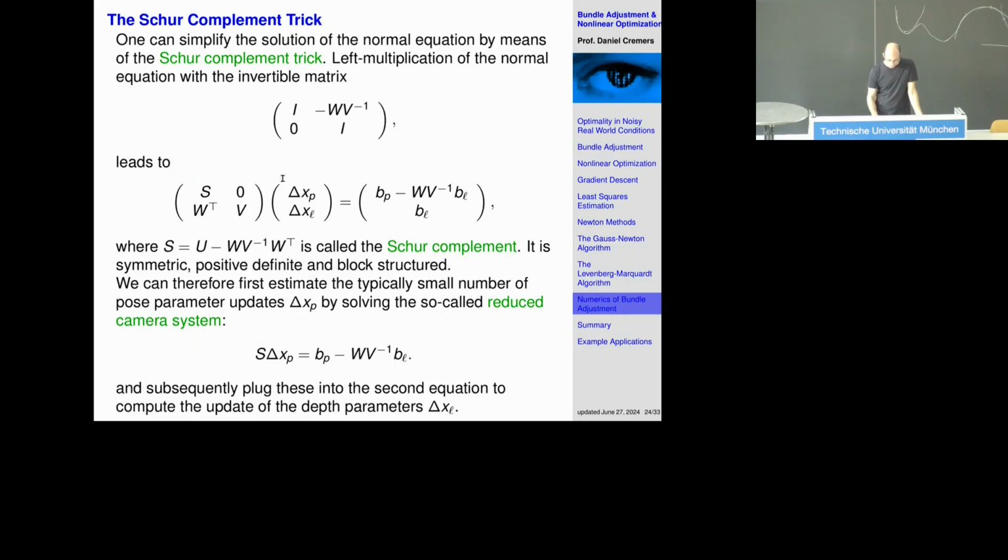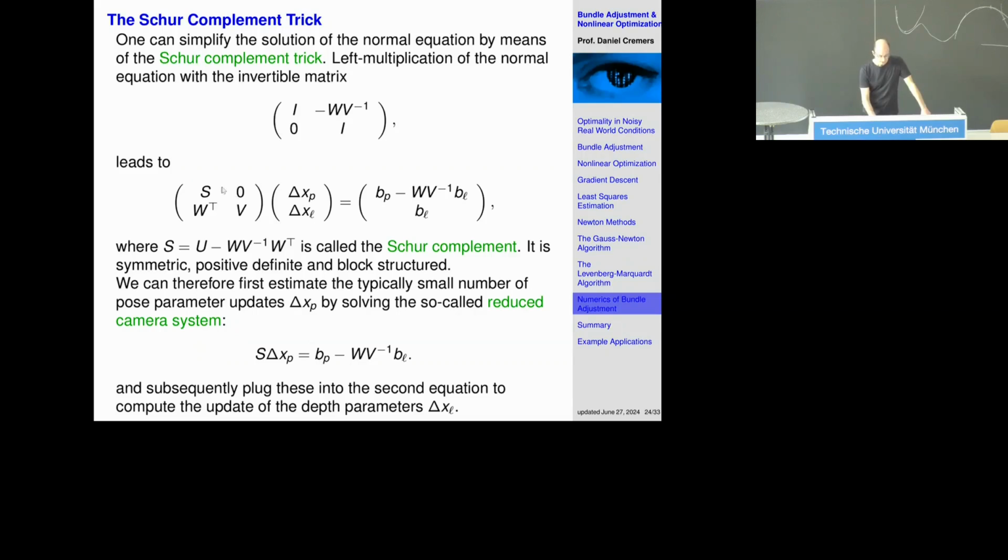And so we can equivalently solve this equation. And the matrix S that we have here is given by U minus WV inverse W transpose. This matrix is called the Schur complement. It's a matrix that is symmetric, positive definite, and block structured. But as I mentioned, the key thing is that you have a zero here.